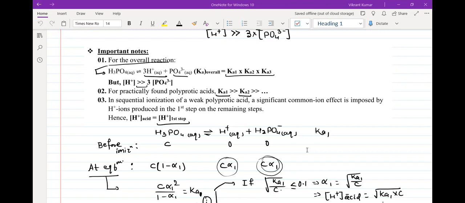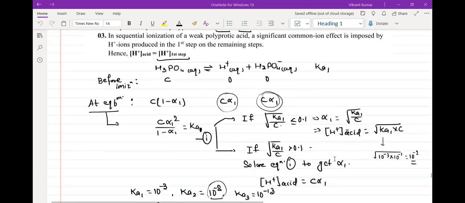Now it becomes a question of case number 3, where we were talking about a weak monoprotic acid, so how will we do it? Where we were writing K, we write K1 here, that's the only difference. So what we will do is check under root K1 upon C: if it is coming less than or equal to 0.1, then we say this will be the value of alpha 1, and then H plus from acid will become under root K into C. And then we'll check if it is greater than 10 to minus 6, then we can directly calculate the pH from this H plus from acid.